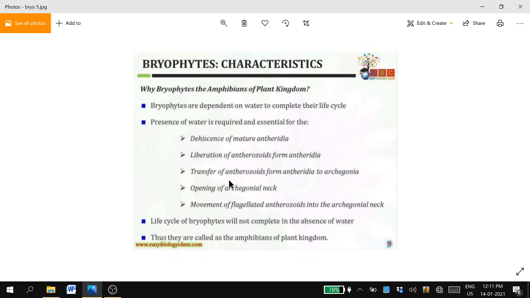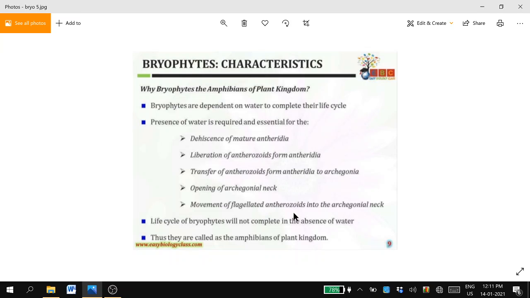Next is the transfer of anthrozoids from antheridia to archegonia. The anthrozoids are flagellated structures. They have to move towards archegonia for the process of fertilization, so they require water. And next is the opening of the archegonial neck. This phenomenon also requires water.